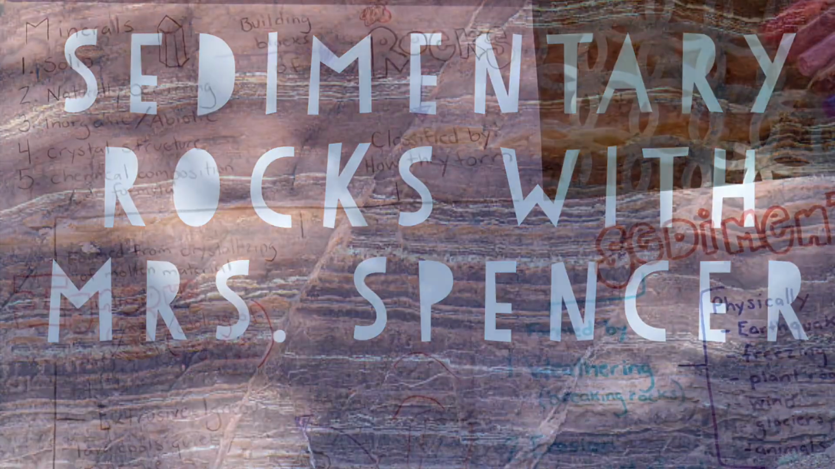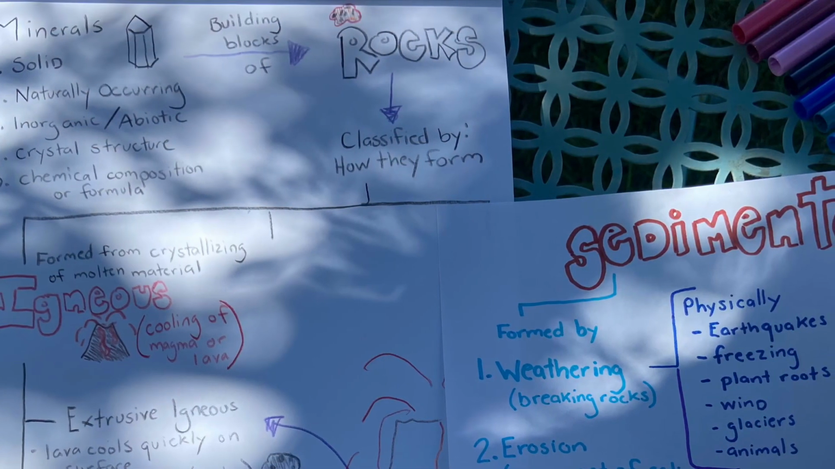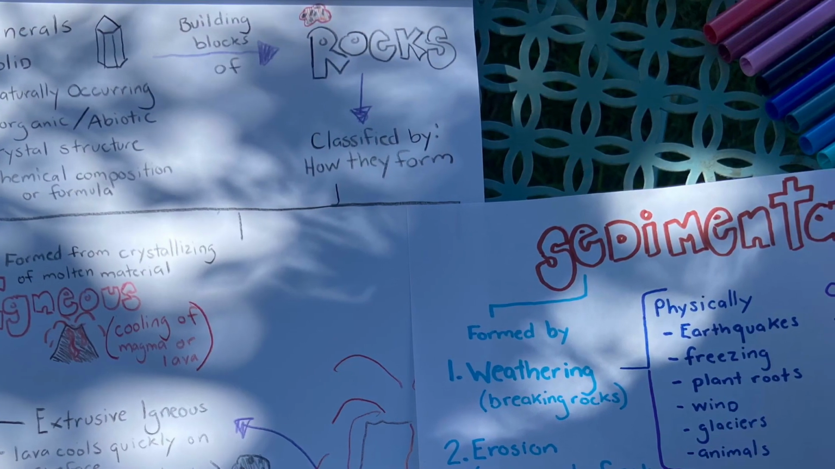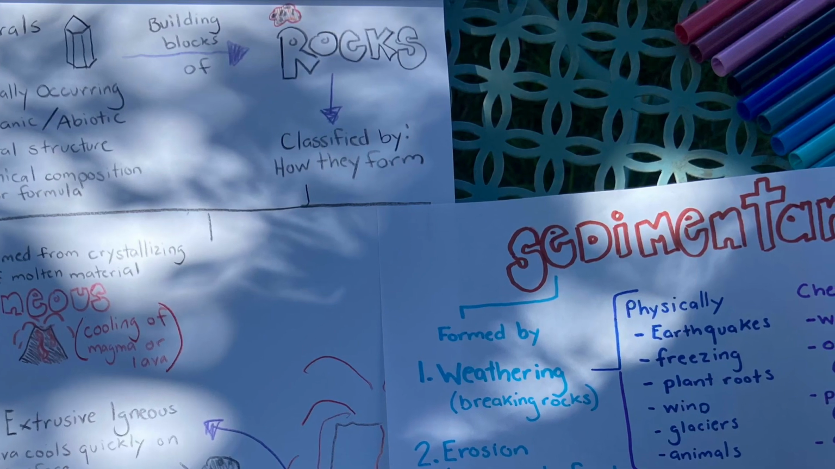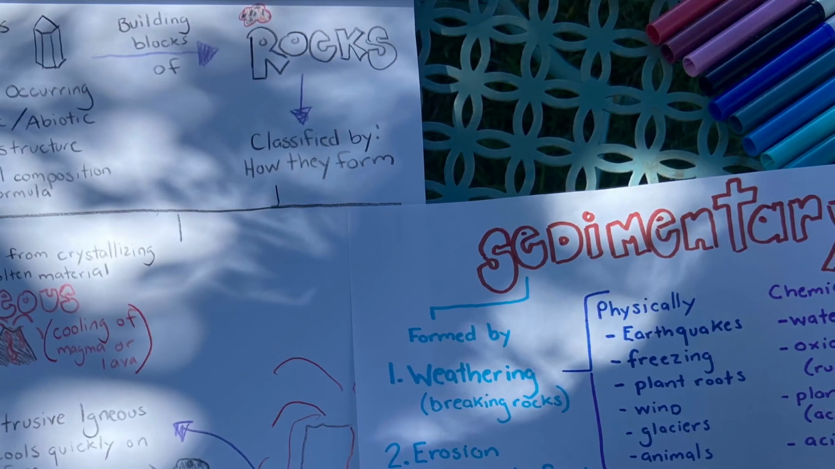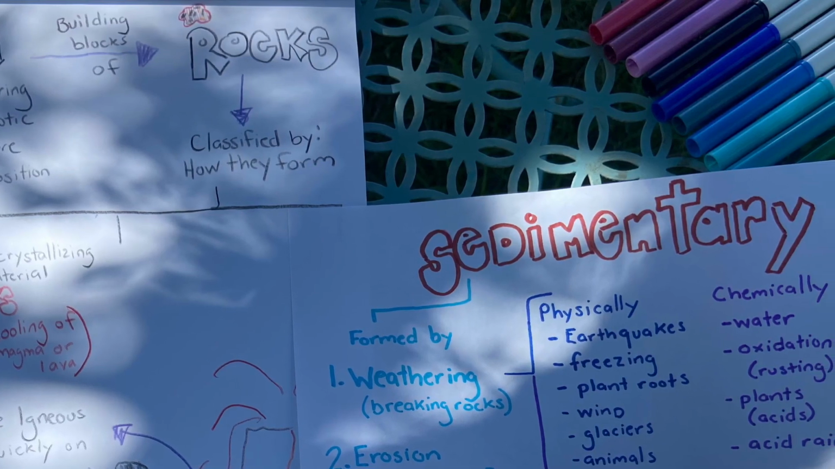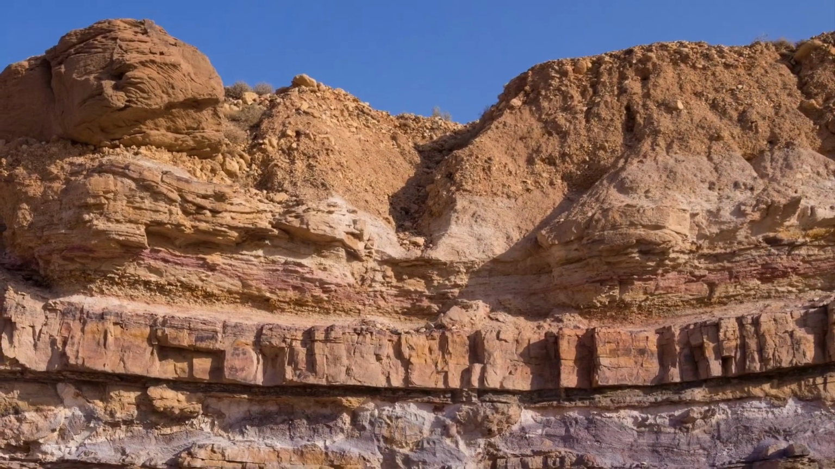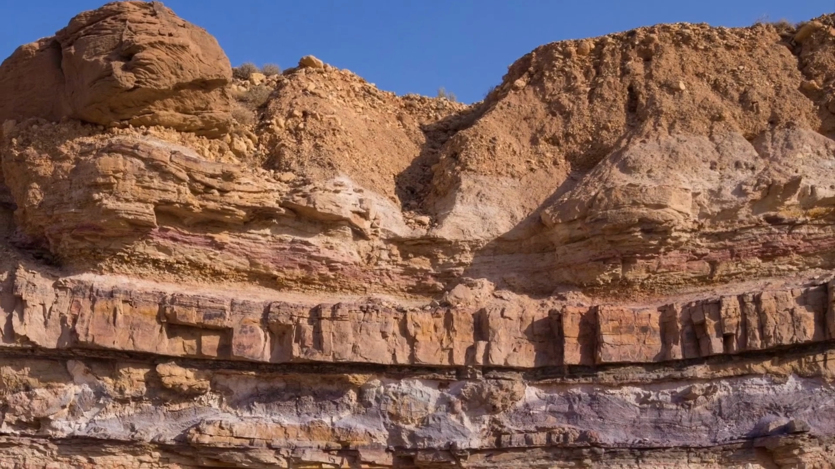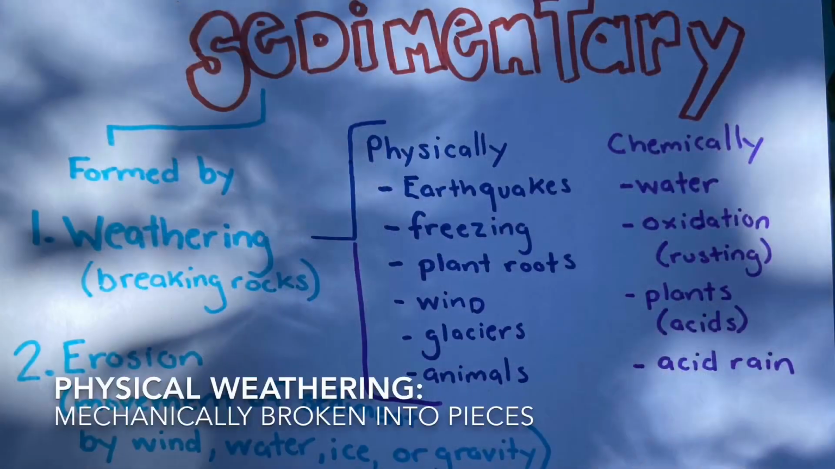So if you remember last time, we said that rocks are made out of minerals, and rocks are classified by how they form. So we already did igneous, our lava and magma rocks, and now we're going to do sedimentary rocks. Sedimentary rocks are the most common on Earth's surface, and they are formed by weathering and erosion.